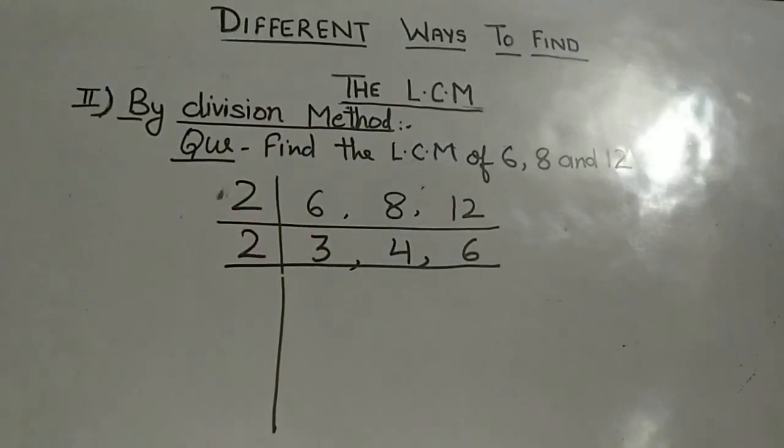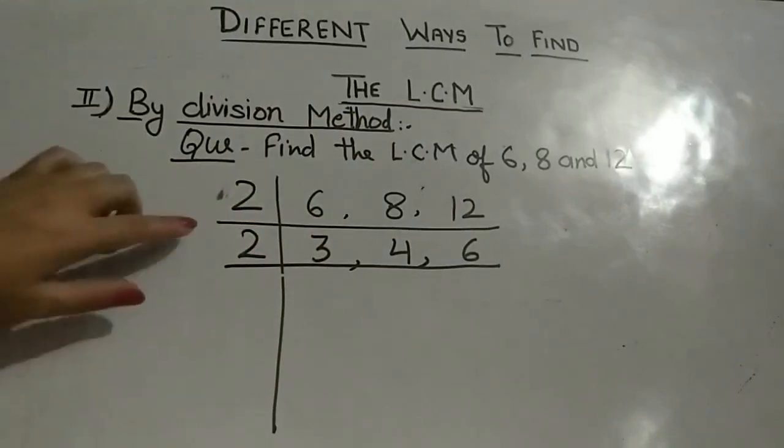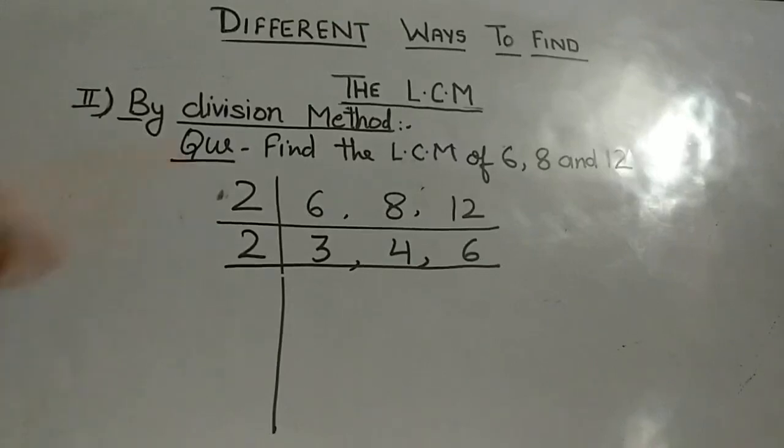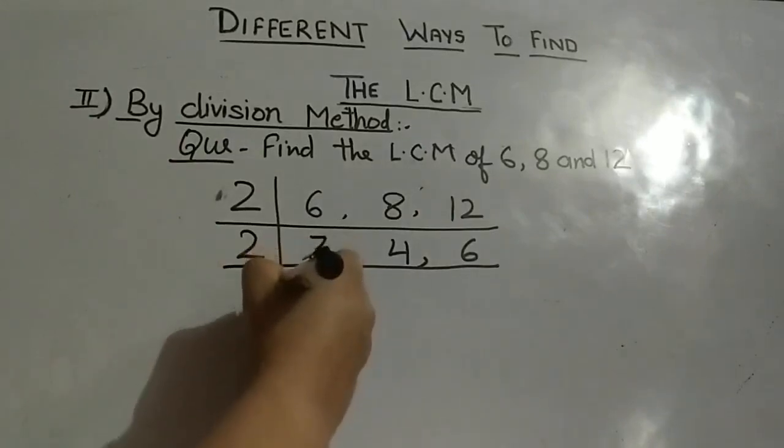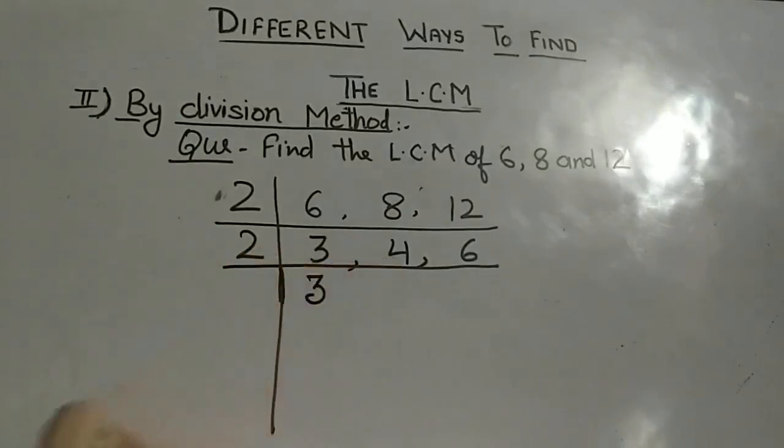Now if we see any number that is not divisible by this number, we will bring that number directly to the next row as it is. Like we cannot divide 3 by 2 exactly. So 3 we will write as it is.